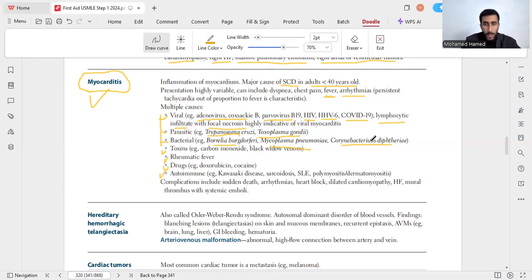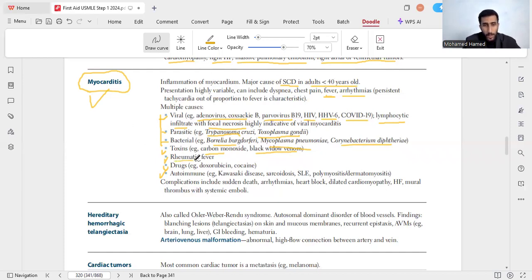So, but you have to know that Corynebacterium diphtheriae causes myocarditis, and Mycoplasma pneumoniae, which causes atypical pneumonia, not only causes atypical pneumonia but also causes myocarditis. And toxins, carbon monoxide, and black widow venoms, like a kind of spider bite, can cause myocarditis. You have to know that. Carbon monoxide can also cause myocarditis.